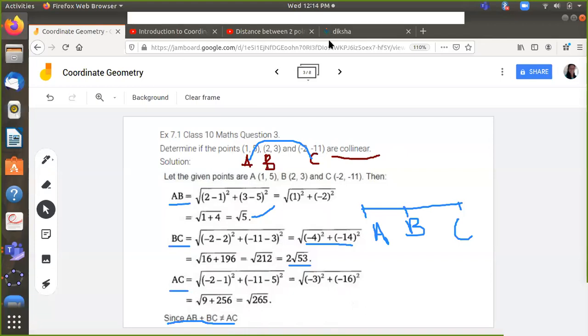So I stop my screen share there to see what is the time I have. Okay, I have another 3 minutes. So complete that problem. I'll come back again there only.